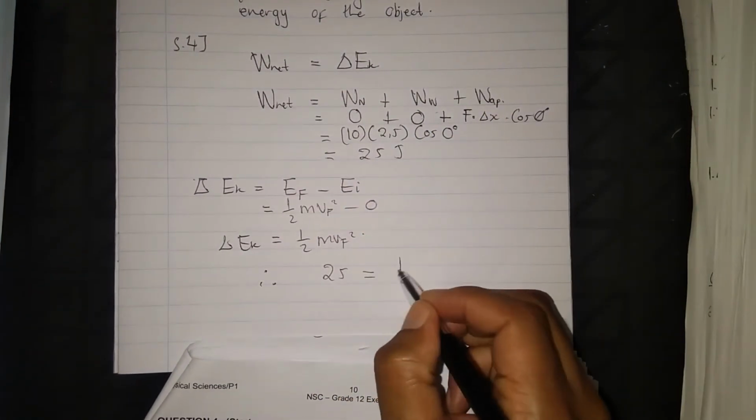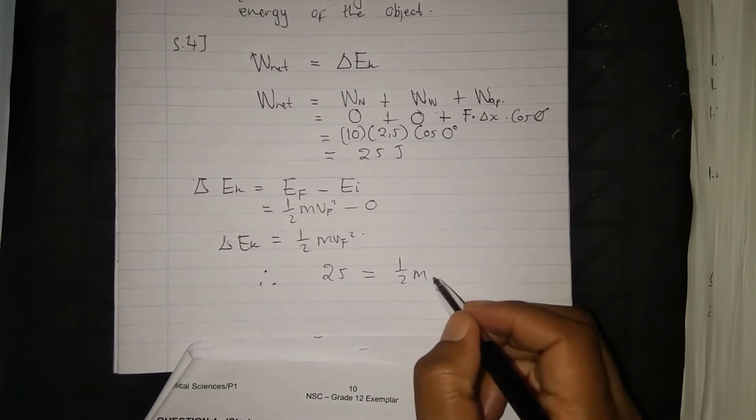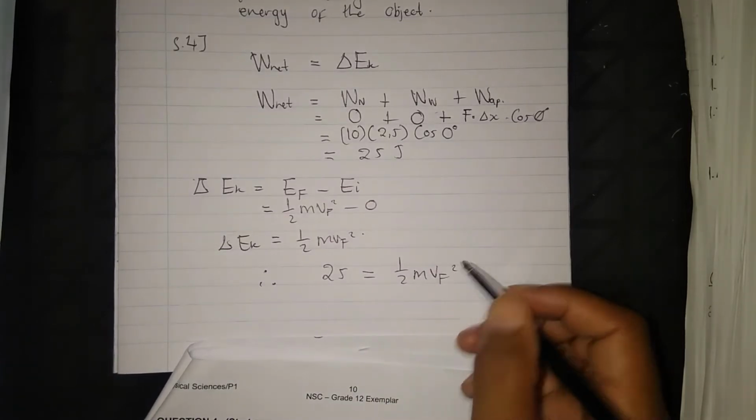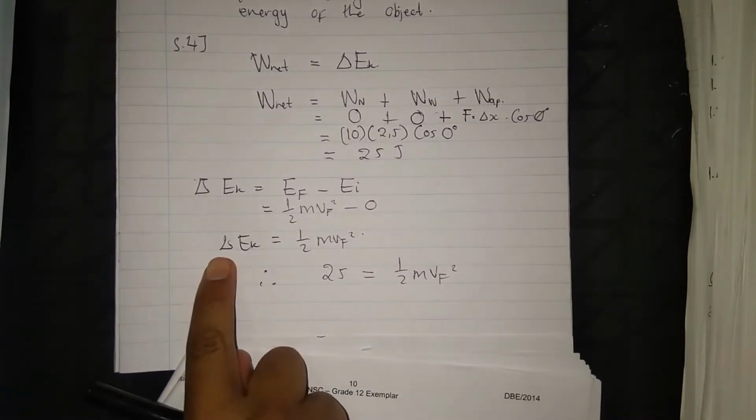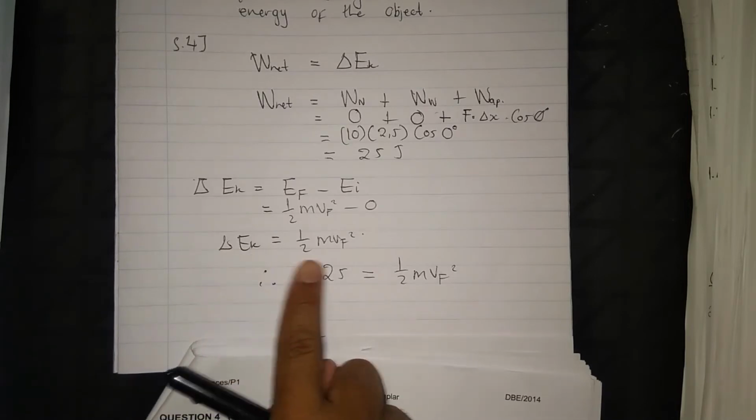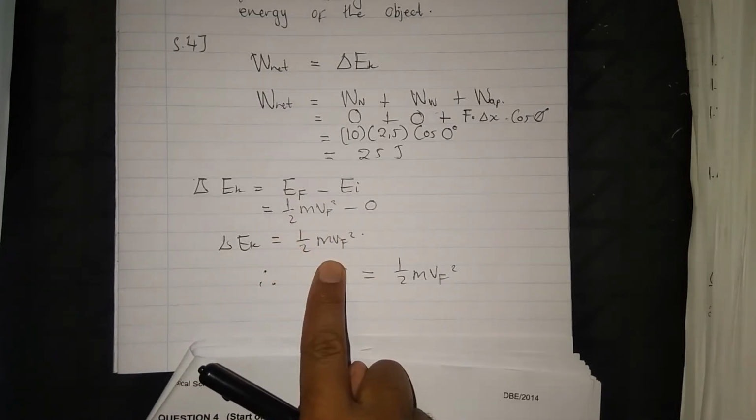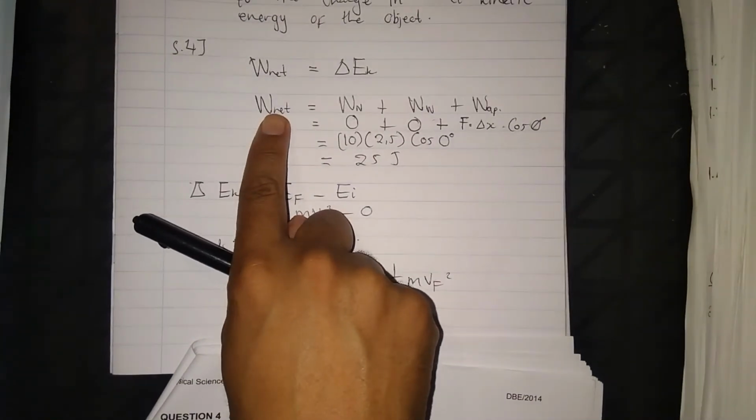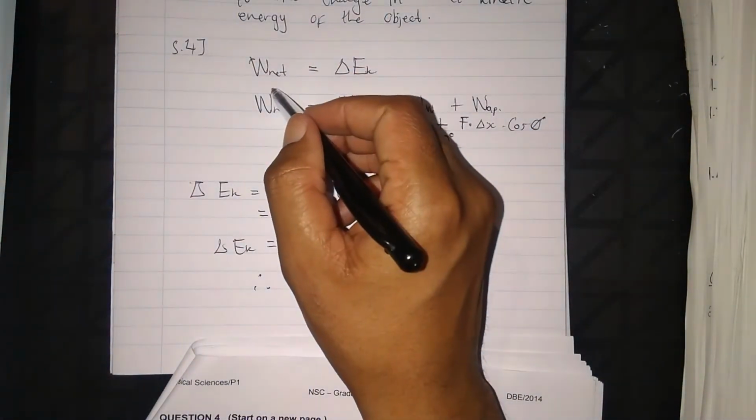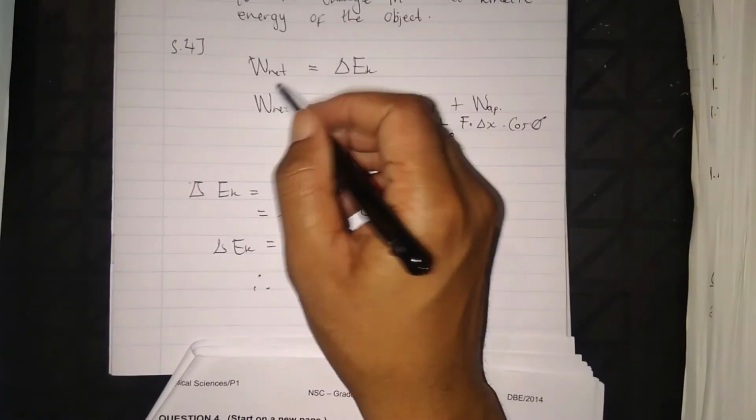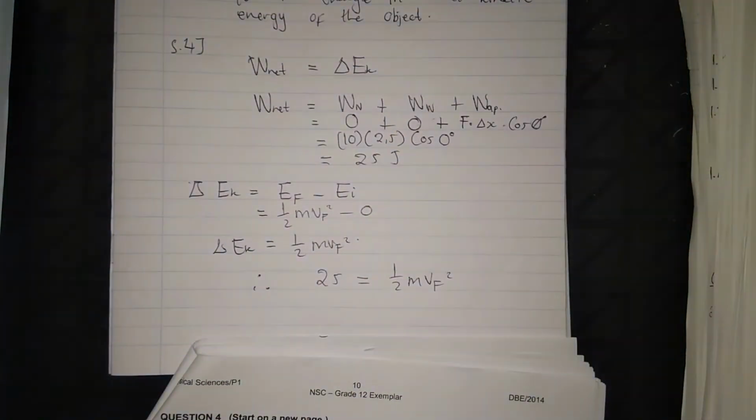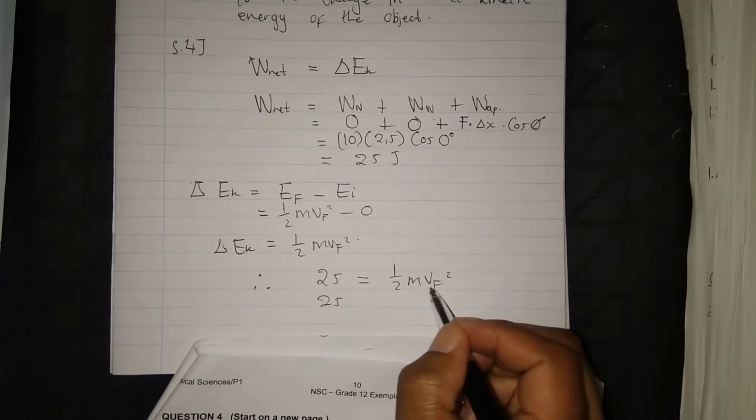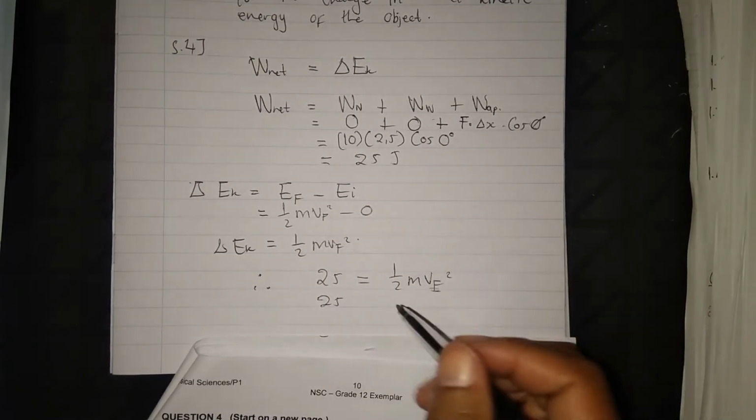The change in kinetic energy is equal to half m v final squared minus half m v initial squared, and the net work done is equal to 25. So therefore, we calculate the final velocity at P.